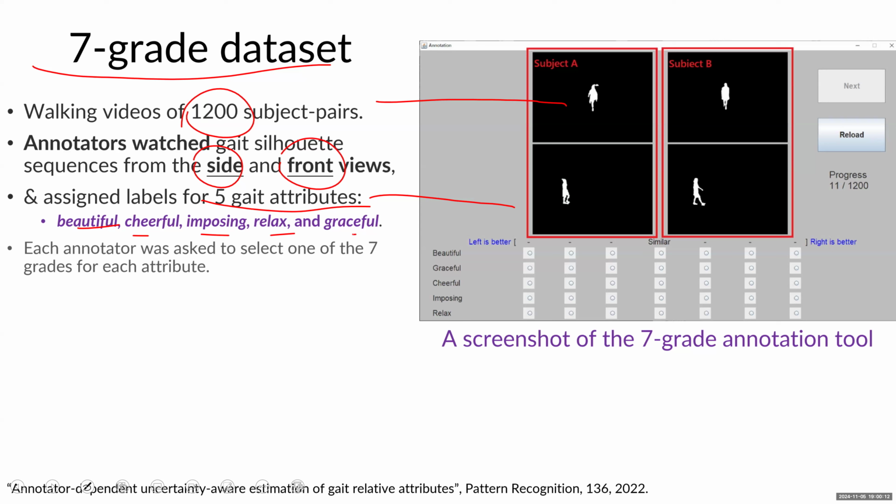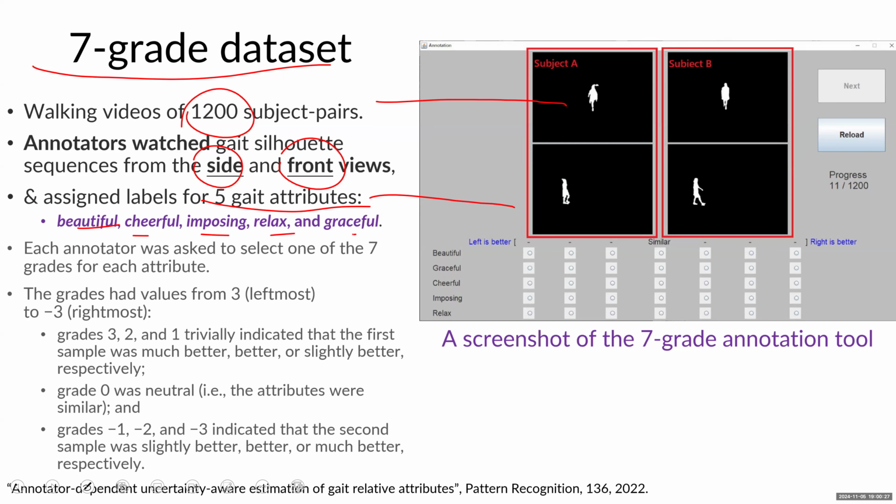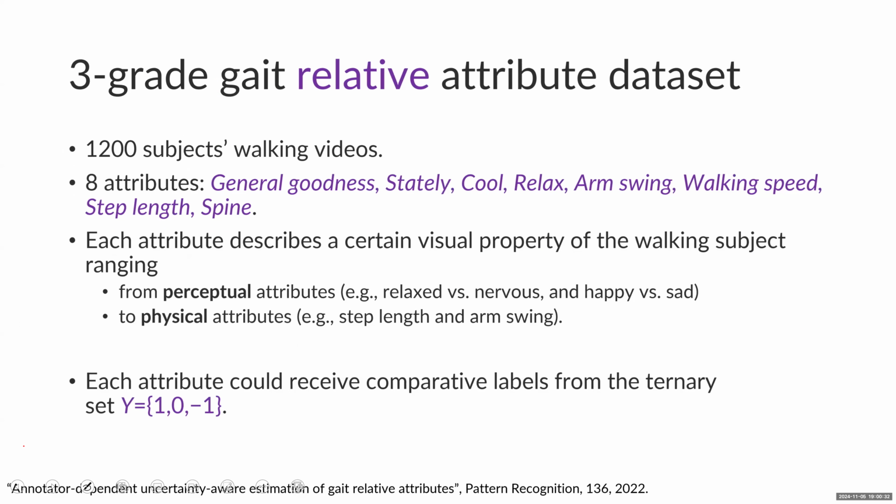There are thousands of different examples for other cases. We are not going into the method, but I'm showing how this kind of annotator-based uncertainty is involved and how it has an impact. There are a few more things; if you are willing to, you can have a look. Another one is the 3-grade data set. 3-grade means -1, 0, and +1, for example. It can be from different attributes, like relaxed versus nervous, happy versus sad.